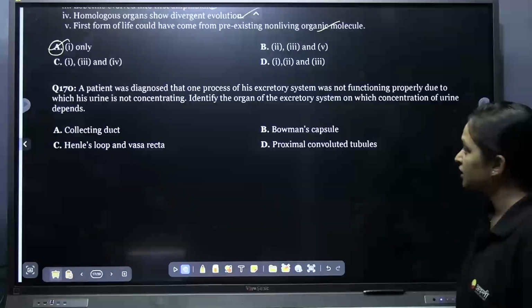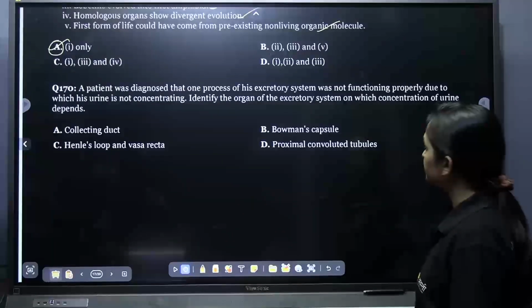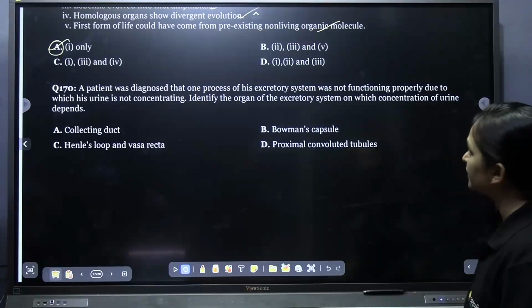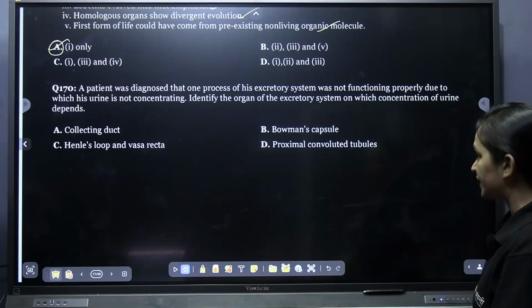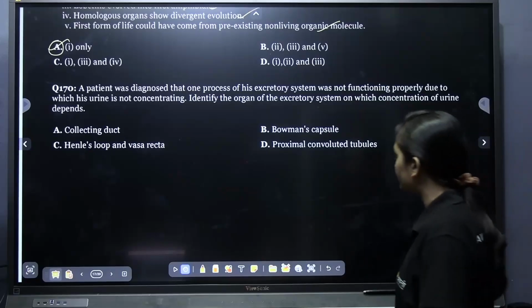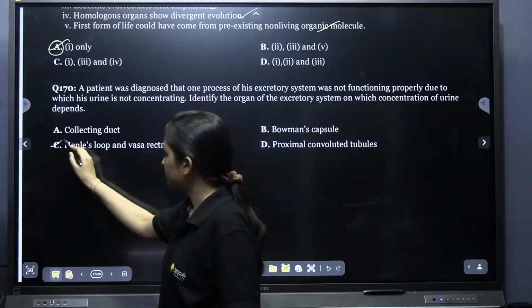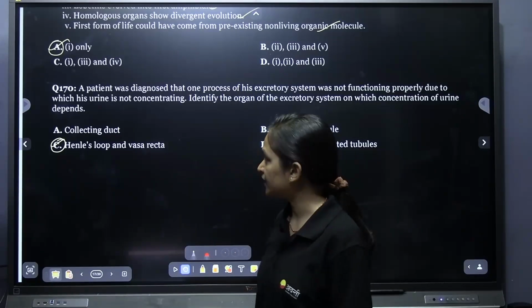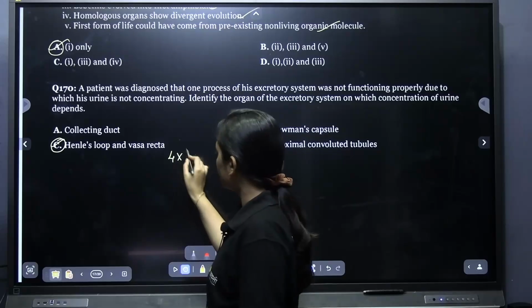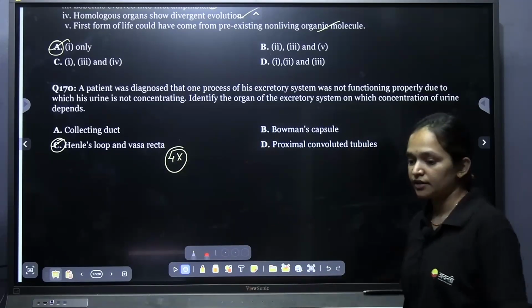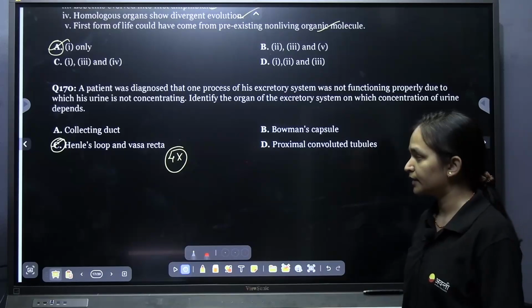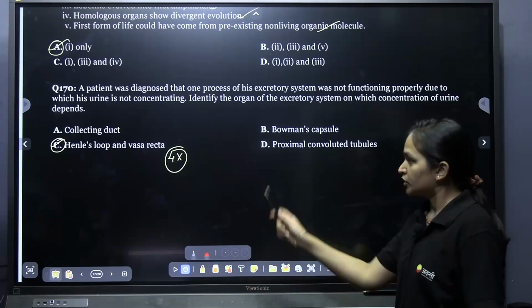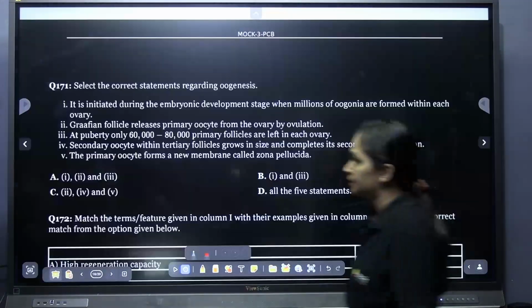The patient was diagnosed that one process of his excretory system was not functioning properly, due to which his urine is not concentrating. Identify the organ of the excretory system on which concentration of urine depends. Concentration of urine depends on the Henle's loop and vasa recta, isn't it? So, with the help of counter current mechanism, the urine can become 4 times more concentrated in Henle's loop and vasa recta. In the counter current mechanism, we can see the concept. So it is Henle's loop and vasa recta.